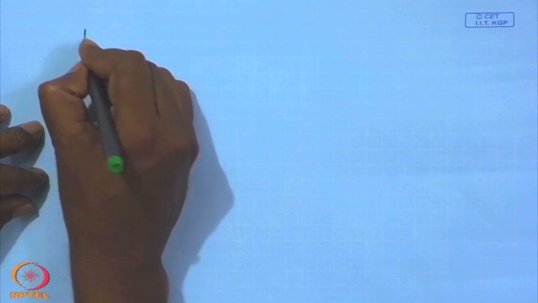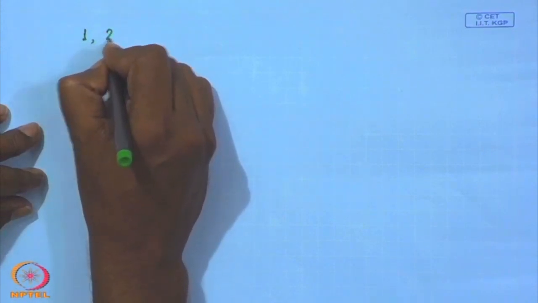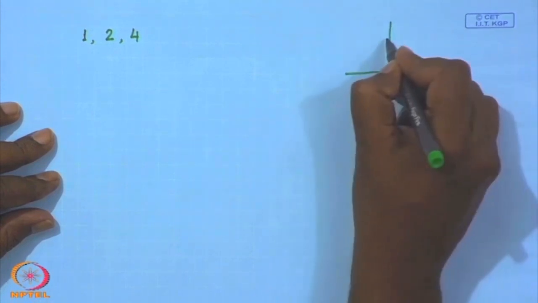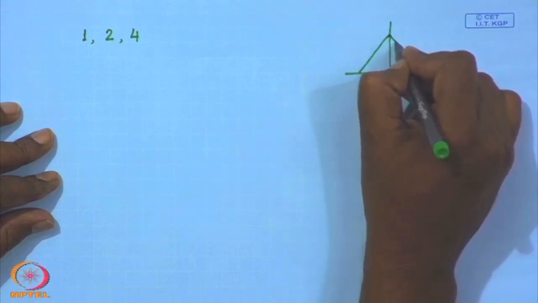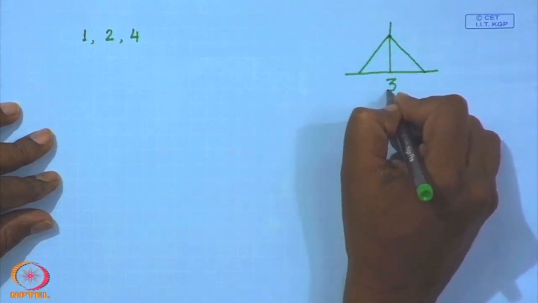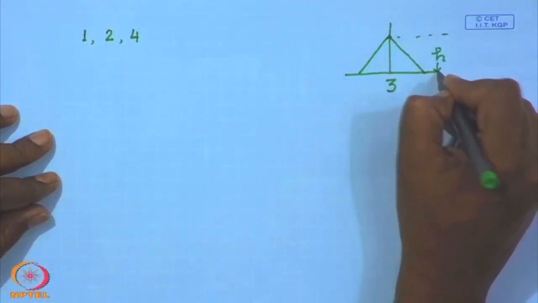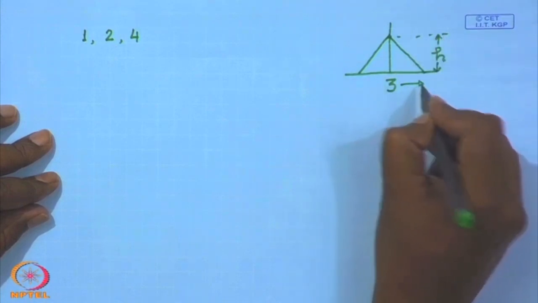Now, let us see, instead of using a rectangular window, if I use a triangular window, then what will be the situation? I use the same set of samples, one sample at location 1, one at location 2 and one at location 4. So, I have 3 samples and I assume that the triangular window that I will use has a width of say 3. So, I have to find out what will be the height of this window. This is the width.